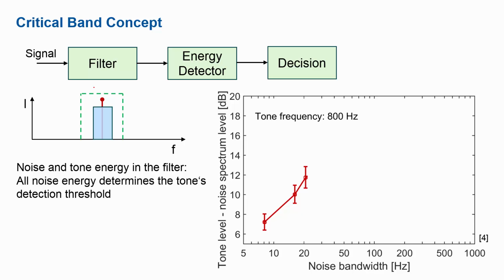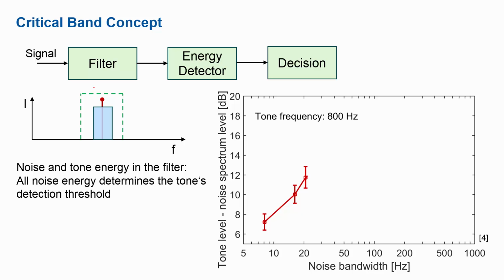We can now take a noise that we increase in bandwidth, and if the noise has constant spectral density, so constant energy per hertz, then we will increase the energy of the noise overall. Now, with the increasing energy of the noise, with increasing bandwidth, we also need to turn up the energy of the tone to just detect it. And this is what you see in this graph here. The level of the tone relative to the spectrum level of the noise is a function of the noise's bandwidth.